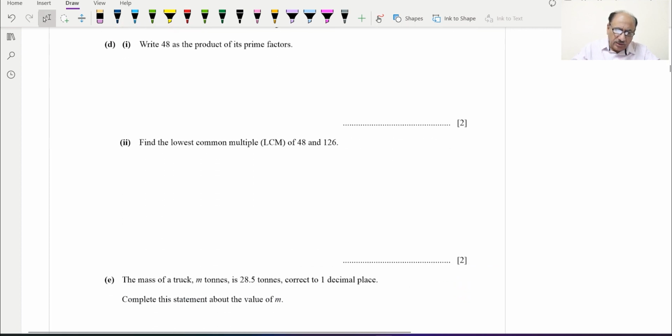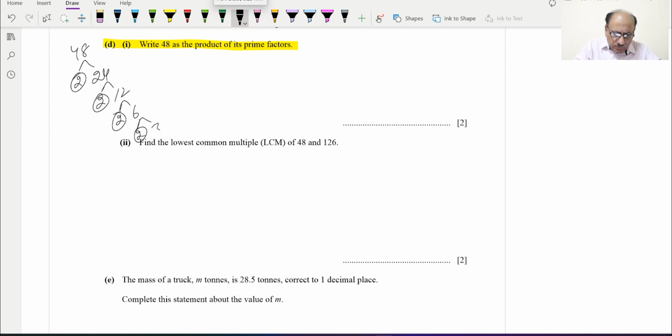Now the D part, write 48 as a product of its prime factors. So 48 is divisible by 2. Again by 2, this will be 12, then again by 2 it will be 6, then 2 and 3. So these are the prime factors. We can write 2 raised to the power 4 into 3. So 2 raised to the power 4 into 3 will be our answer for 2 marks.